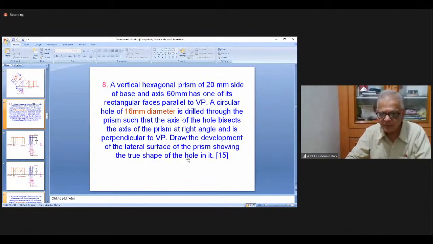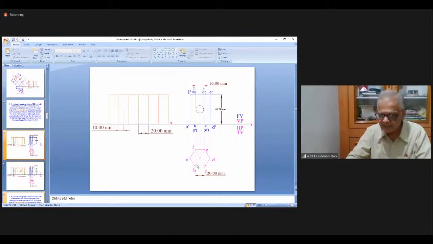One more problem, the most simple one I am telling you. There is a vertical hexagon resting on its base. Inside there is a central hole, 20 mm side, hole is 16 mm. The hole is smaller than the base. So I draw A, B, C, D, each 20 mm. Then I mark the center point.